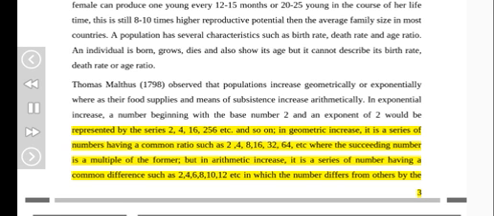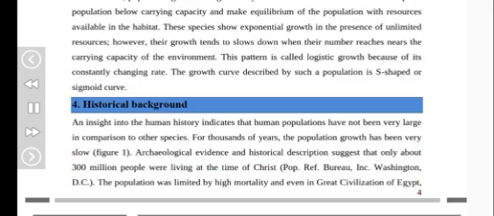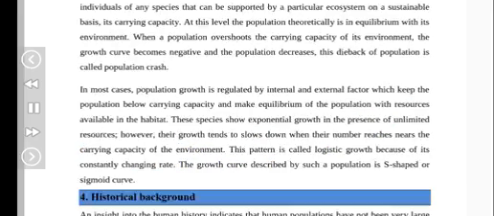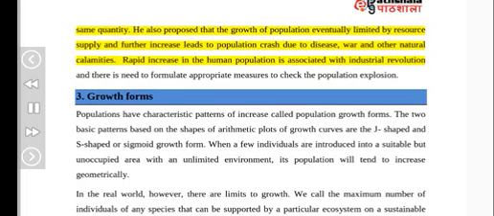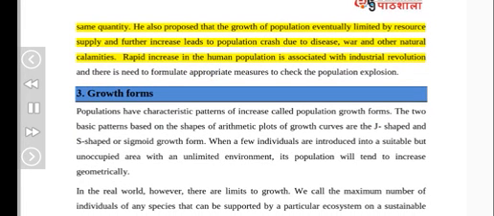But in arithmetic increase, it is a series of numbers having a common difference such as 2, 4, 6, 8, 10, 12, etc., in which the number differs from the others by the same quantity. He also proposed that the growth of population is eventually limited by resource supply, and further increase leads to population crash due to disease, war, and other natural calamities. Rapid increase in the human population is associated with the industrial revolution, and there is need to formulate appropriate measures to check the population explosion.